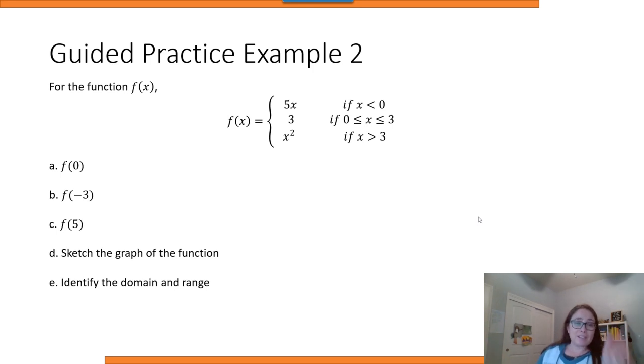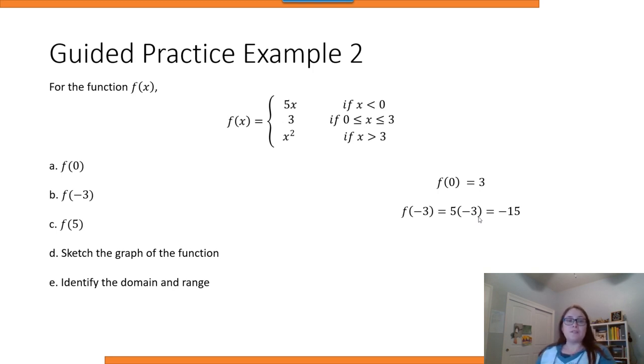Okay, so f of 0. My x value is 0. And if I look at my conditional statements after each of my expressions, the middle one is the one I would use when x is 0. So f of 0 is 3. If I look at x equals negative 3, that would be the first expression because that's something that's less than 0. So I would use 5x. So f of negative 3 would be 5 times negative 3, which is negative 15.